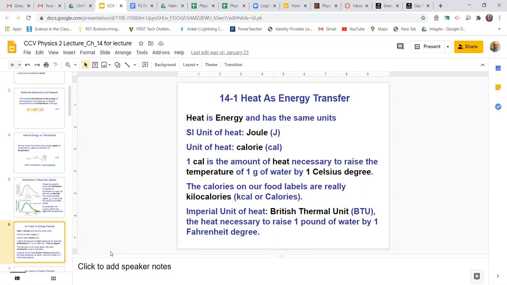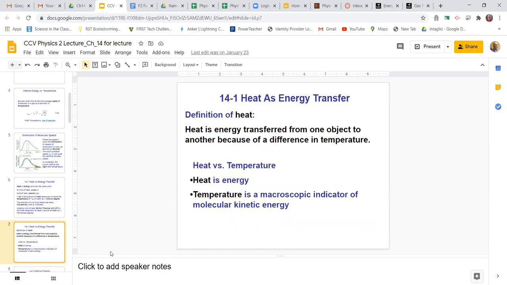But definitions of calories, because you're going to see them. So of course, 1 calorie is the amount of heat you need to raise 1 gram of water by 1 degree Celsius. The British thermal unit is something that we'll see occasionally in this class. And I just include it because it has a ridiculous definition. The heat necessary to raise 1 pound of water by 1 Fahrenheit degree. So silly.